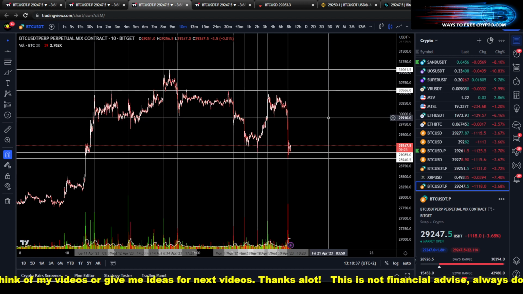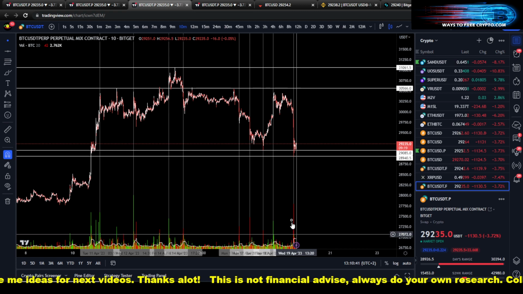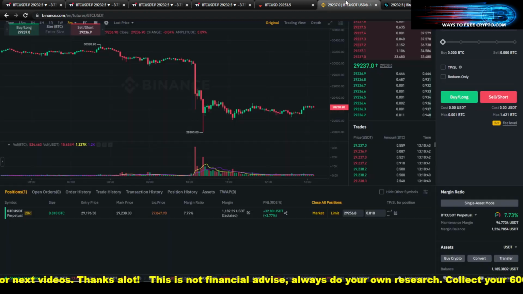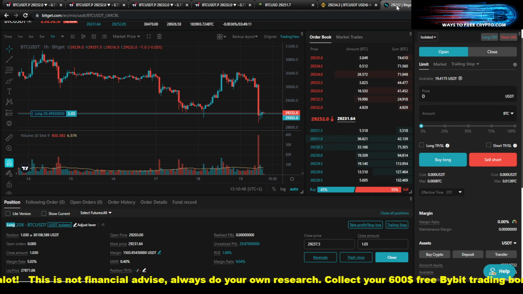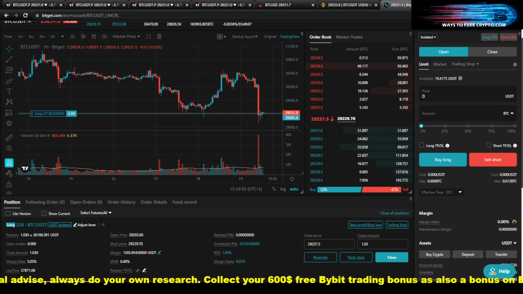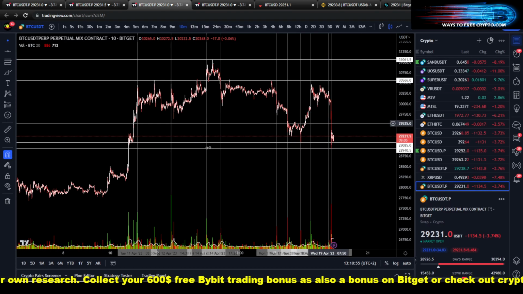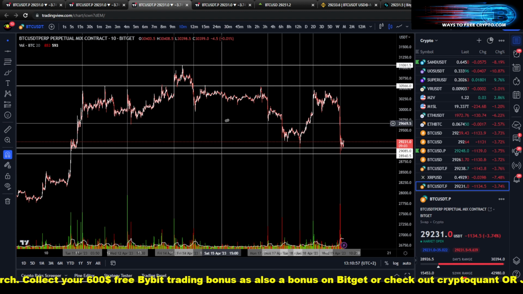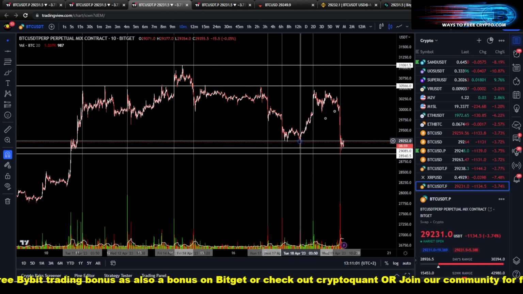First of all, I put my money where my mouth is. So right here I entered a long. This is just a small one. This is on Binance, this is on BitGet. If you haven't collected your bonuses, then do so in the description. That is my chart. So this is just to show you how you can spot good points for a reversal to happen.